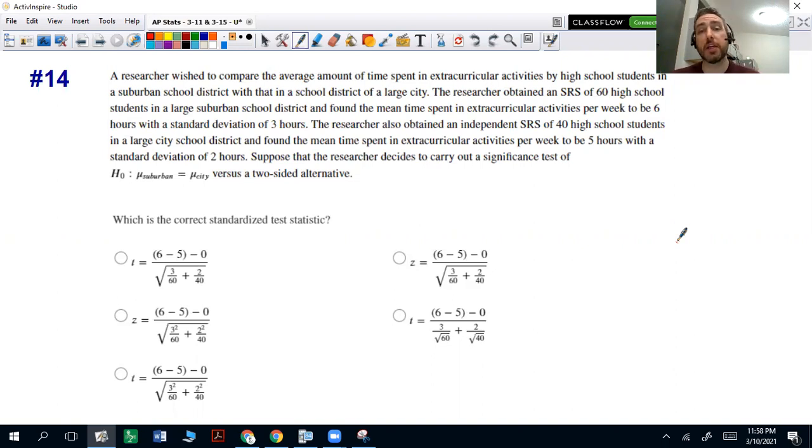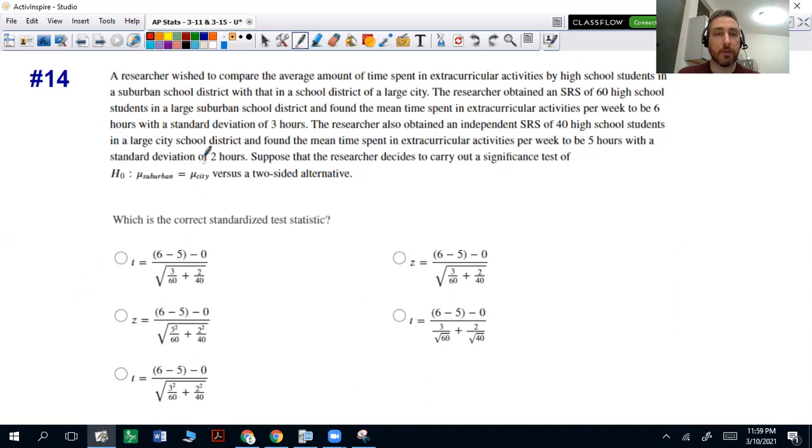The researcher has obtained an independent simple random sample of 40 high school students in a large city school district and found that the mean time spent in extracurricular activities per week to be 5 hours with a standard deviation of 2 hours. Suppose that the researcher decides to carry out a significance test of H0: mean of suburban equals mean of the city versus a two-sided alternative. So basically the difference is 0 versus not equal to 0.